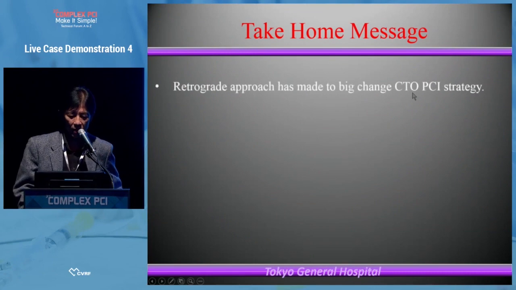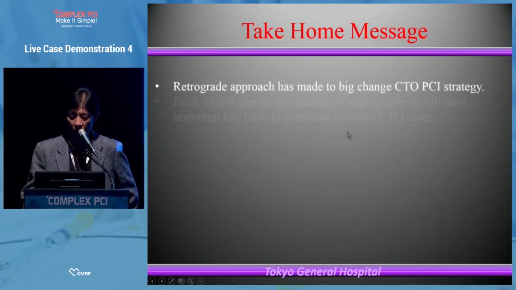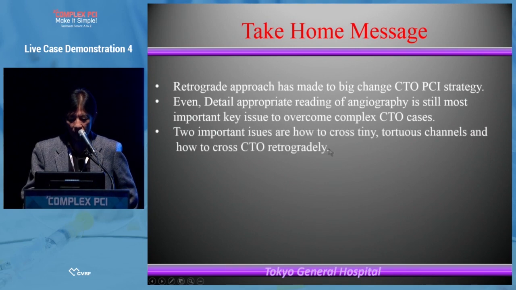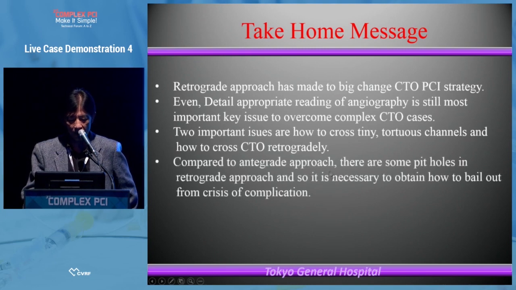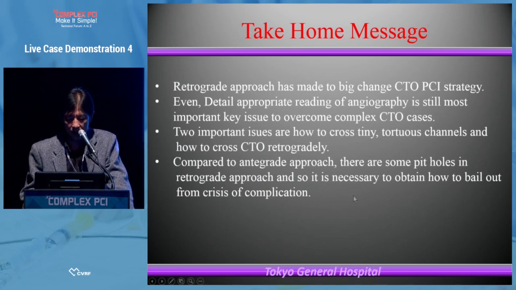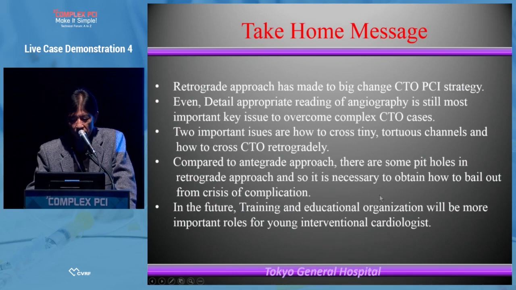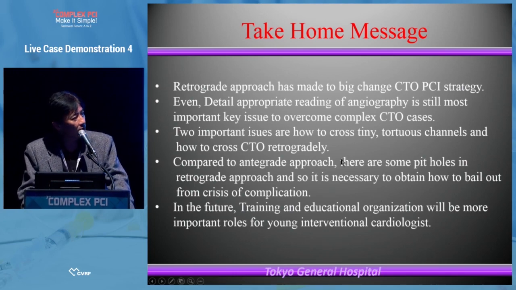So, take home message: the retrograde approach has a big impact on CTO-PCI. Detailed, appropriate reading of the angiography is a very important key issue. And there are two important issues: how to cross the tiny tortuous channels and how to cross the CTO retrogradely. Compared to the antegrade approach, there are some pitfalls in the retrograde approach, so it is necessary to learn how to bail out from complications. In the future, training and educational organizations will play a more important role for young interventional cardiologists. Thank you for your attention.